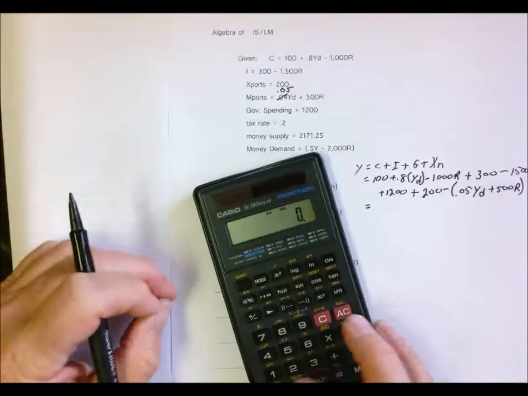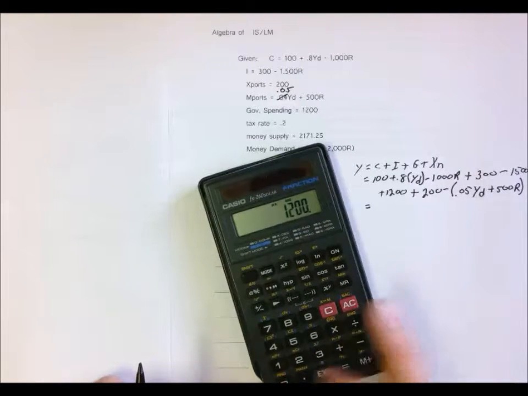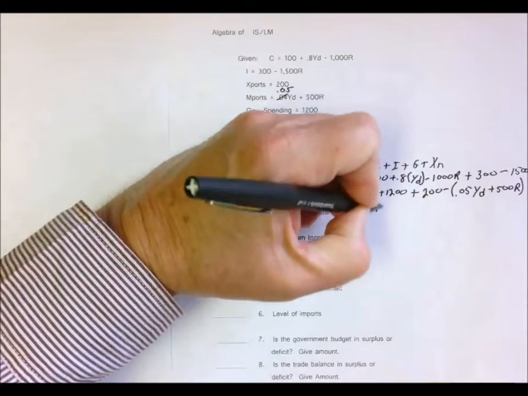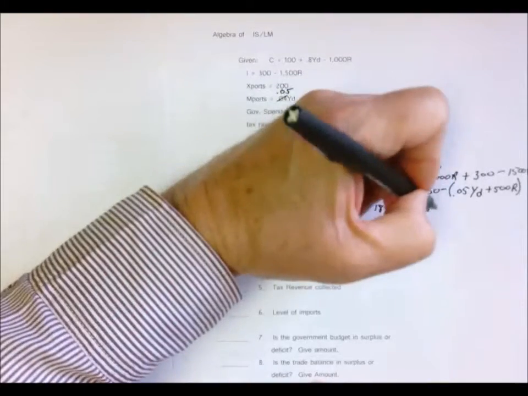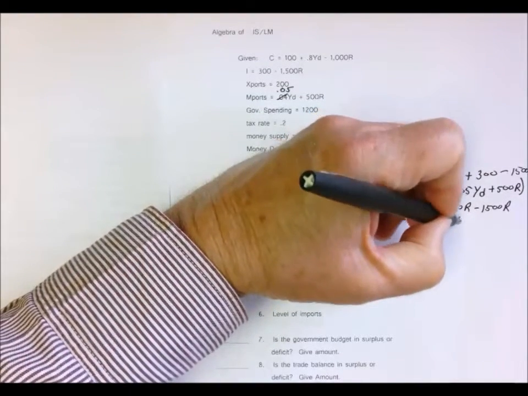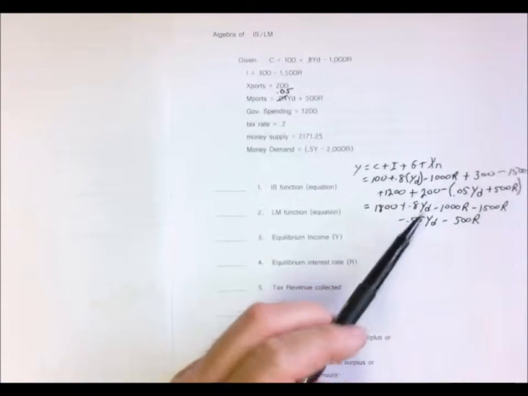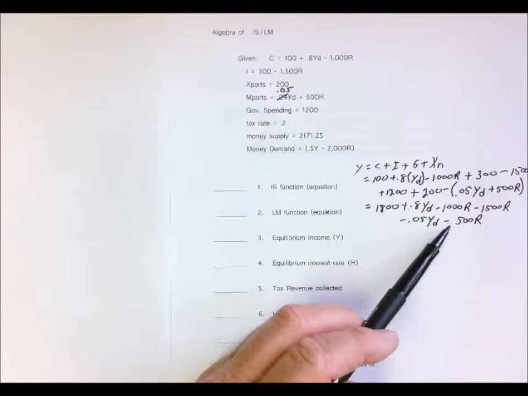Let's gather up all those whole numbers. So I have 100 plus 300 plus 1200 plus 200. So all my whole numbers work out to be 1800 plus 0.8 YD minus 1000 R minus 1500 R minus 0.05 YD minus 500 R. Again, don't forget that this negative sign applies to this 0.05 YD, and I've written it here without the parentheses, and it also applies to this 500R, which I've now written as minus 500R.